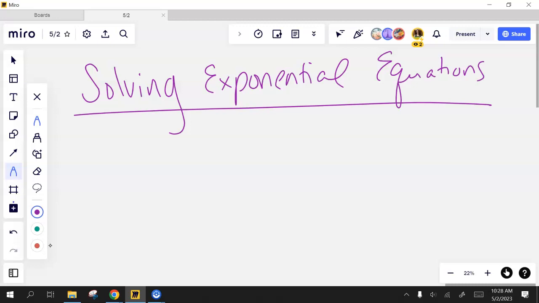Tell me this. If I have, tell me what you know x has to be. 5, right? It's not a trick question. If those bases are the same, then their exponents must also be the same, right?